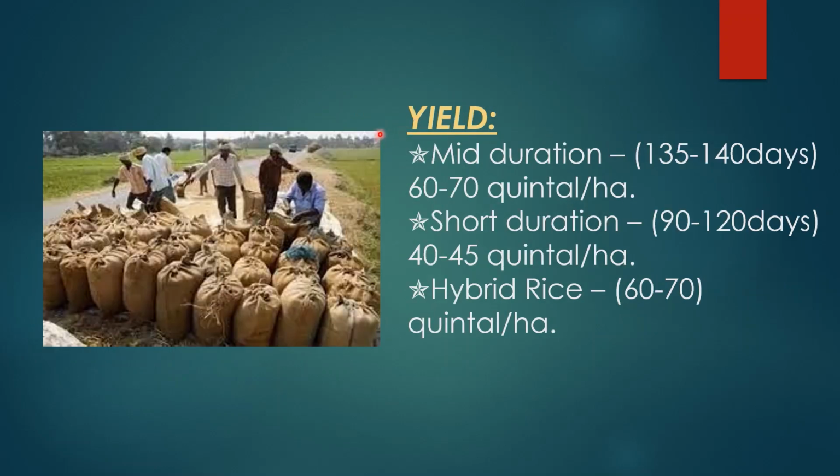Now we finally see the yield of paddy crop. Mainly, yield is based on the duration of the crop. For mid duration, 135 to 140 days, the yield will be 60 to 70 quintals per hectare. For short duration, 90 to 120 days, the yield will be 40 to 45 quintals per hectare. For hybrid rice, 60 to 70 quintals per hectare.